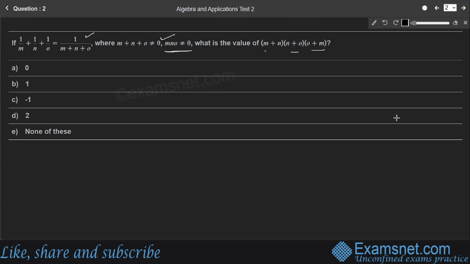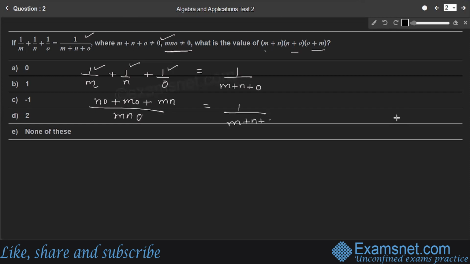So here students, let us consider the given equation. 1 by m plus 1 by n plus 1 by o is equal to 1 by m plus n plus o, right? So here in the LHS part, we'll take the LCM. So m into n into o is the LCM, and the numerator becomes, since the denominator in the first term is m, the numerator becomes n into o, and the numerator of the second term becomes m into o, since the denominator is n, and the numerator of the third term becomes m into n, which is equal to 1 by m plus n plus o.